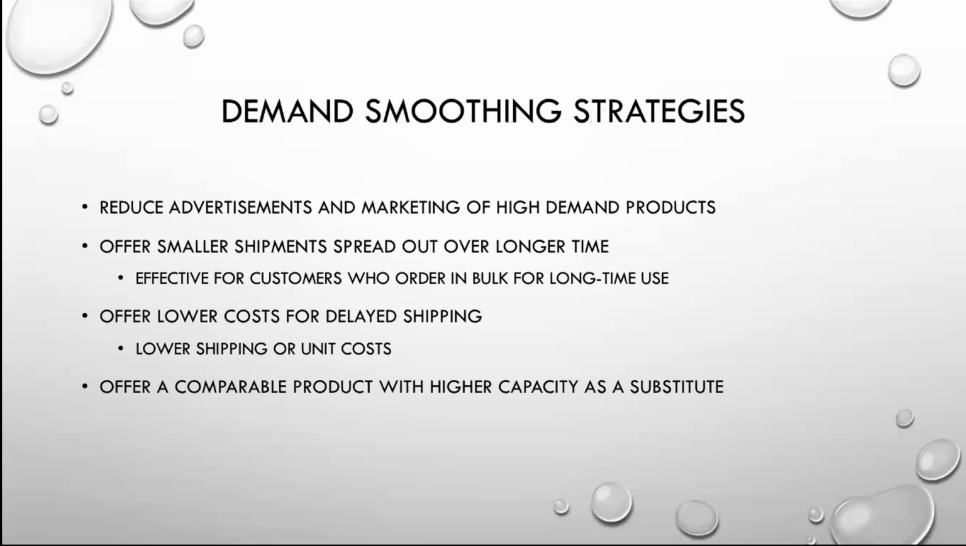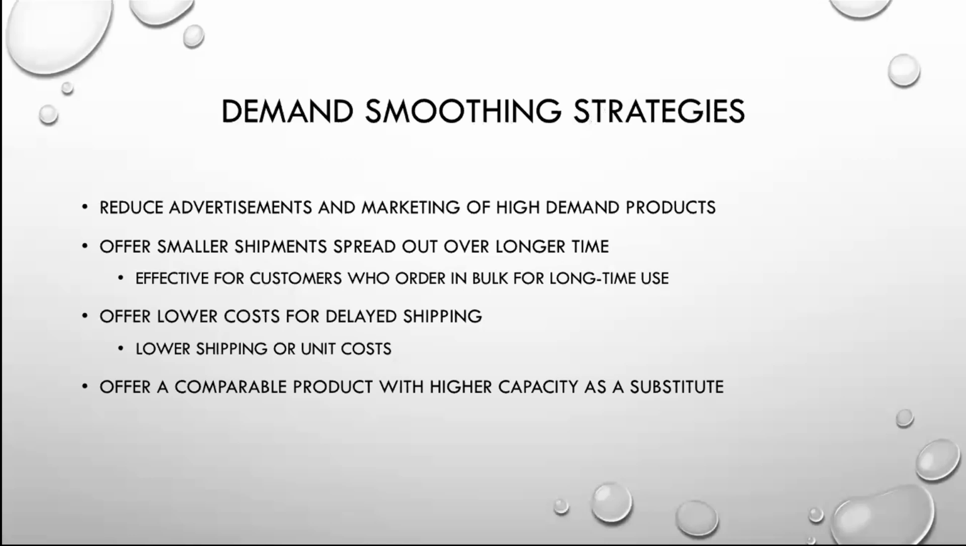So offer lower costs for delayed shipping. Amazon uses this a lot. Let's say you order something on Amazon and they don't have it immediately available. They may say, hey, look, do you want it now? Or we'll give you free shipping if you want to wait 5 to 7 days. In many cases, some people say, you know what, I don't need it right now. I'll just take the discount on the shipping and wait the 5 to 7 days. This is how Amazon smooths demand, using shipping as an incentive to buyers.